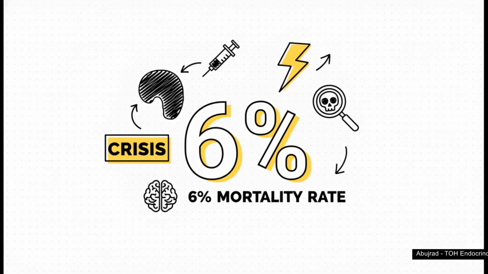And this number right here, this is why this entire diagnostic roadmap is so incredibly important. Even in patients who already have a diagnosis of AI and are on treatment, an adrenal crisis still carries a 6% mortality rate. The stakes are just incredibly high, which is why that early recognition and prompt action we've been talking about are absolutely paramount.